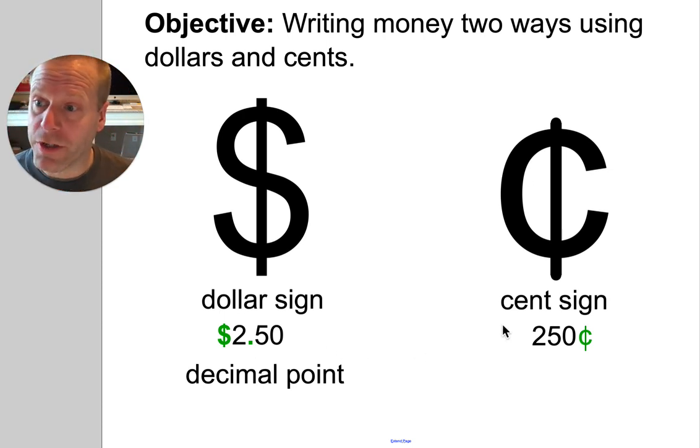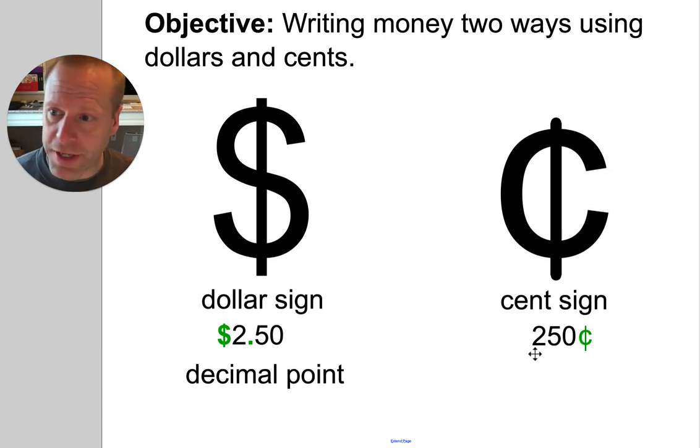But if you wanted to, you could write it without the dollar sign, without the decimal point, and just put it all together in one big mountain of cents. So $2, which means 200, and 50 cents is the same as 250 cents. It makes sense. So you can write it both different ways.